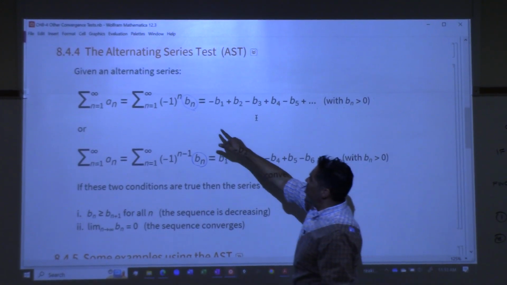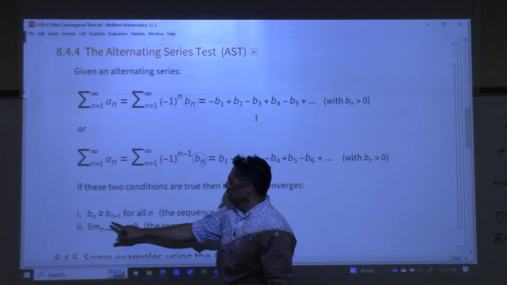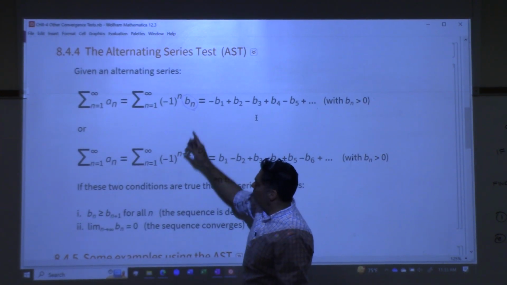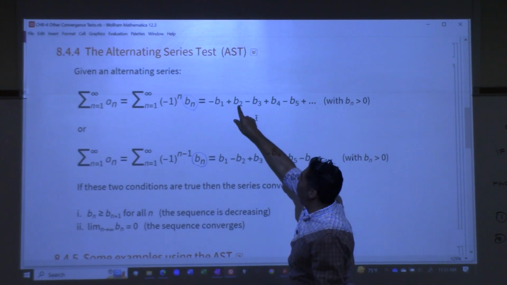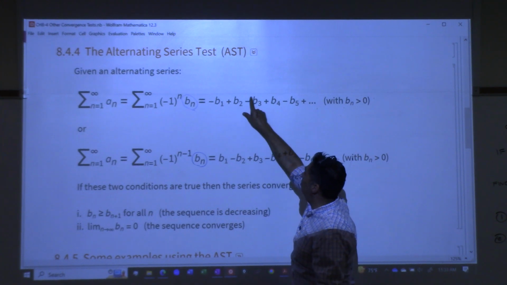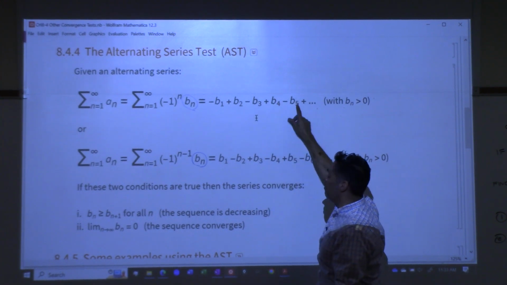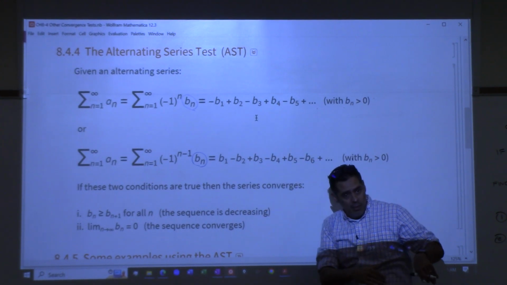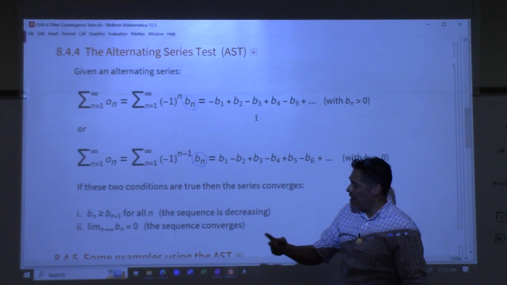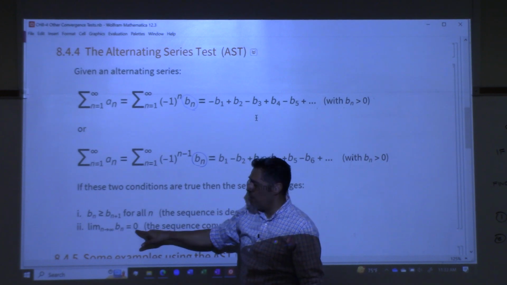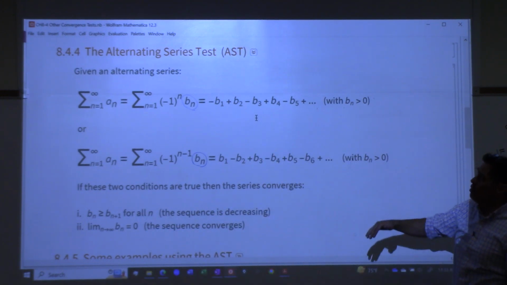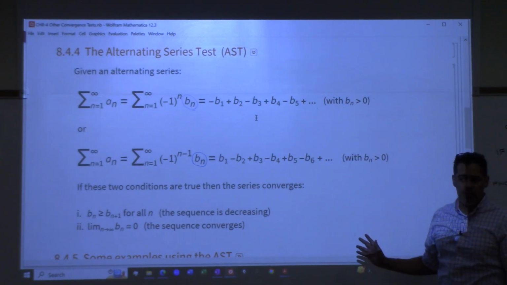You're going to look at that b sub n and say, is the sequence decreasing? So is this number bigger than the next one? Forget the positive and negative. Just, is that number bigger than that one? Is that one bigger than that one? So is it decreasing? That's the first thing. And then the second thing is you need that sequence to go to 0. If the sequence goes to 0, then you can conclude that the series converges.